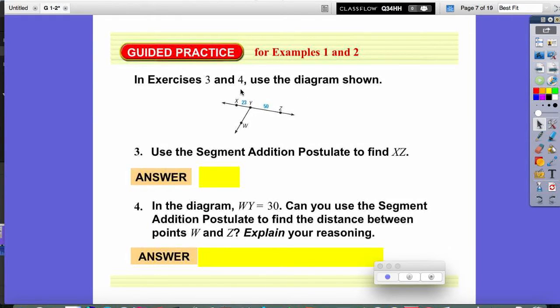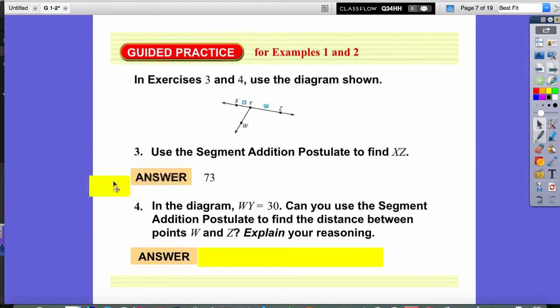And for exercises 3 and 4, we're going to use this diagram. So we're going to use the segment addition postulate to find the length of XZ. Well, we can see that XZ is a segment with point Y in between the X and the Z. So 23 plus 50 is 73.